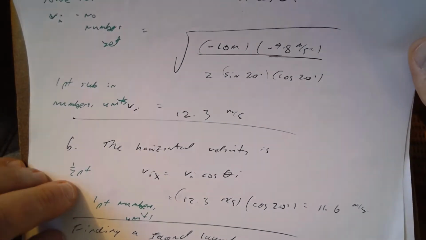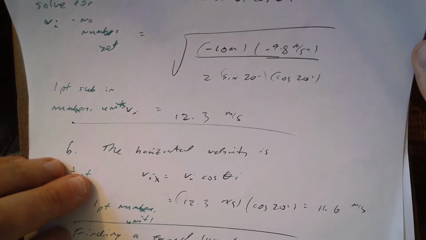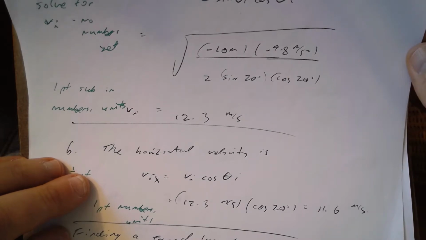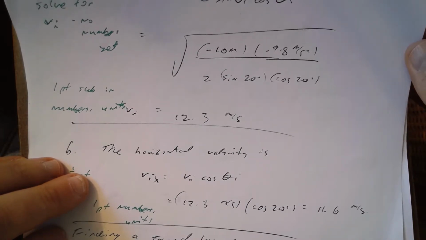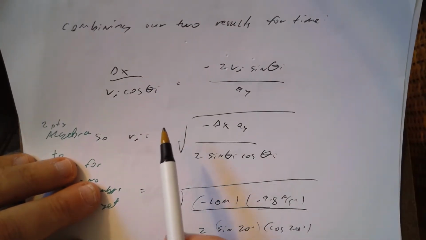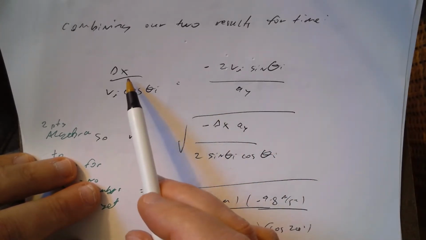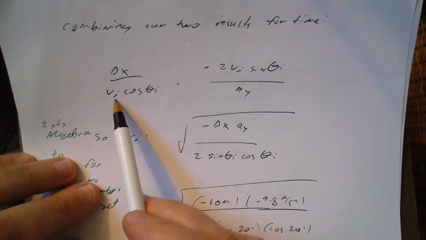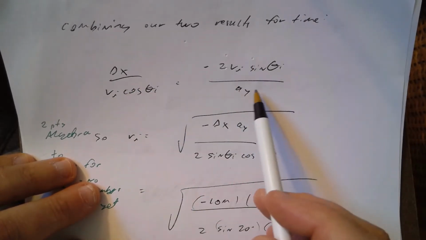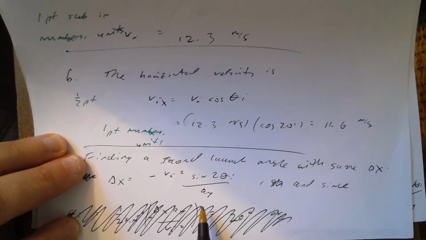There was one more question on the assignment which asked you to find a second launch angle that would give the same delta x and using the same initial speed. Now if you go back to our algebra up here, another way to write this, if I solve for delta x, is if I multiply vi cos theta to the right hand side, I can get this formula, which you've seen before in class. We talked about the range formula.